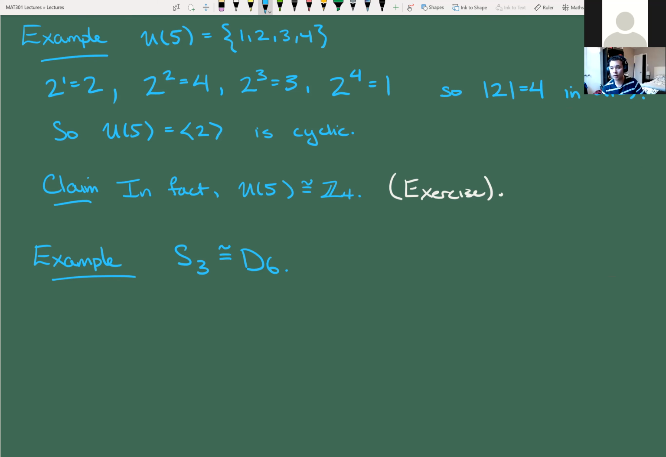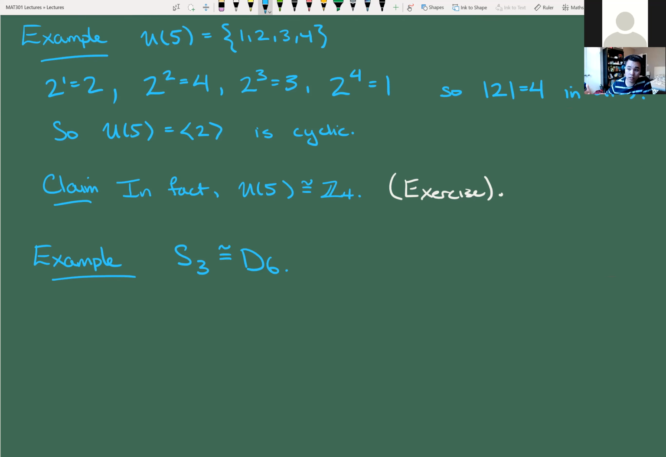S4 has 24 elements in it, but D8 only has 8 elements in it, right? And very quickly, you get that n factorial is bigger than 2 times n. So this is the only time where n factorial is equal to 2 times n. 3 factorial is equal to 2 times 3. So this is the only time this is true. Now, I claim that there's a sense in which this is obvious.